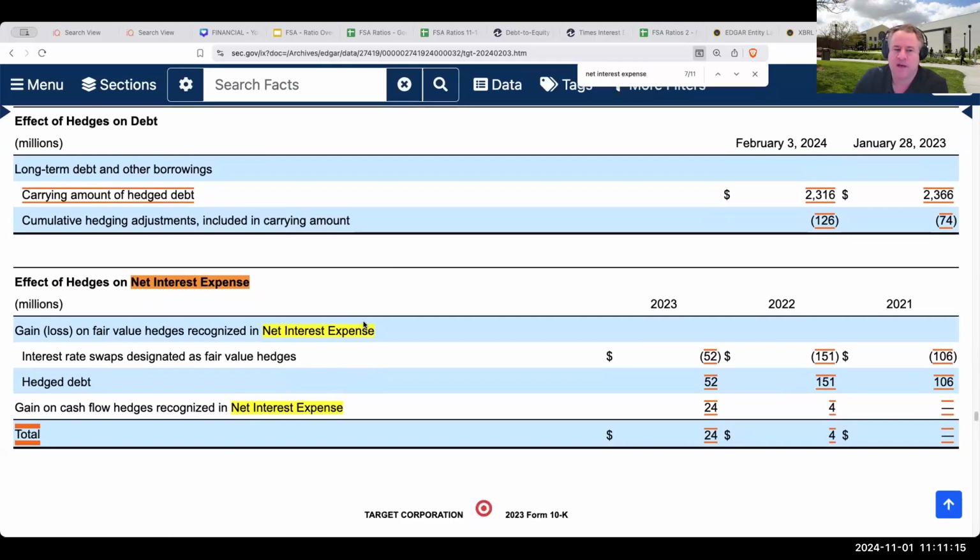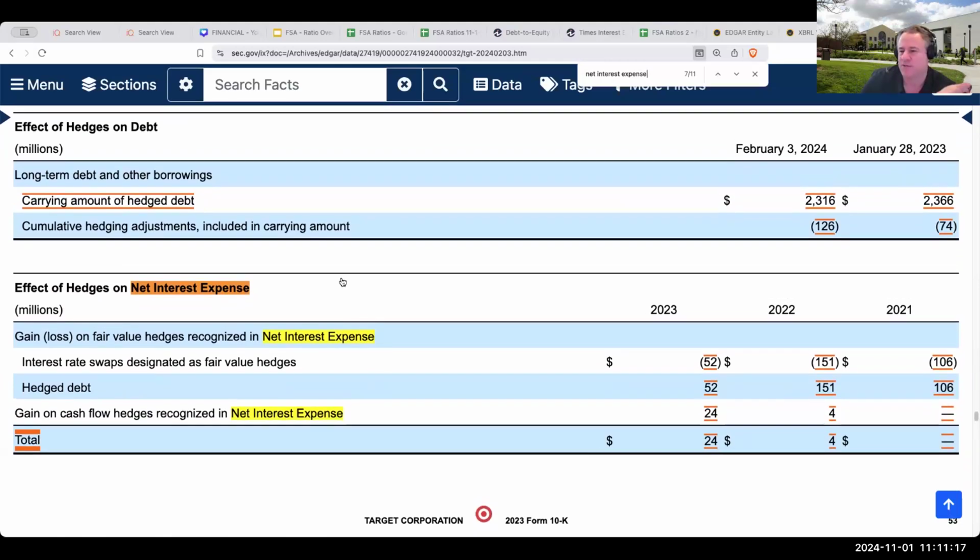Now, I see this over here, the effective hedges on net interest expense. I'm not going to try to explain hedges to you. That's for another class, but go through and explore it. What it shows is gain on cash flow hedges. So I've got interest rate swaps designated as fair value, and then gain on cash flow hedges recognized in net interest expense. And I've got 24 and then 4.